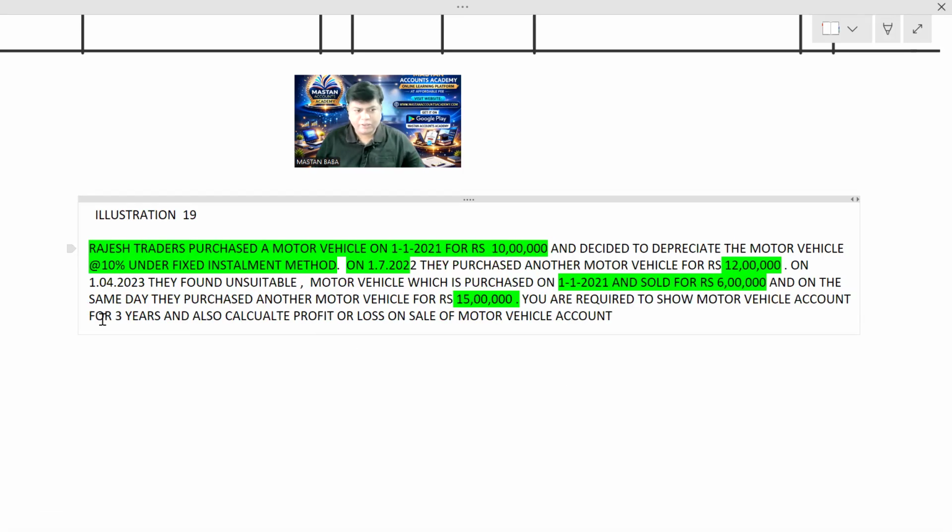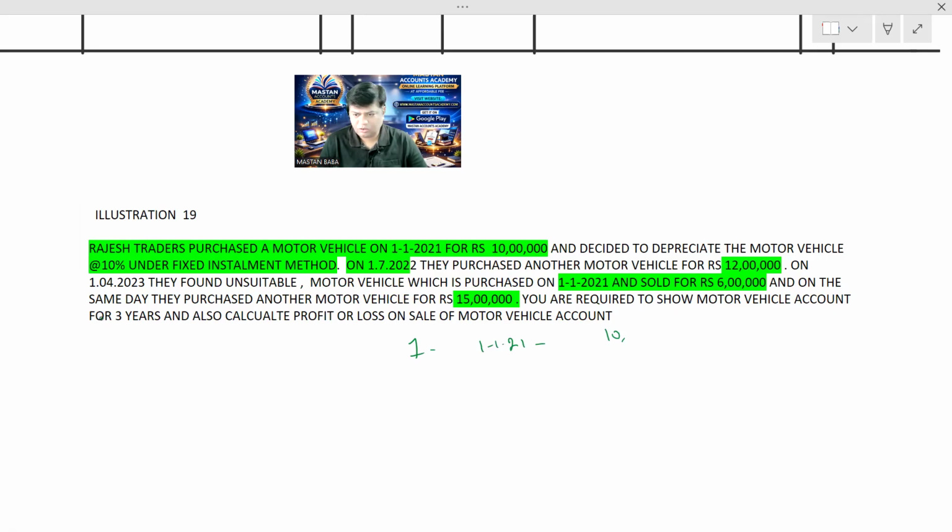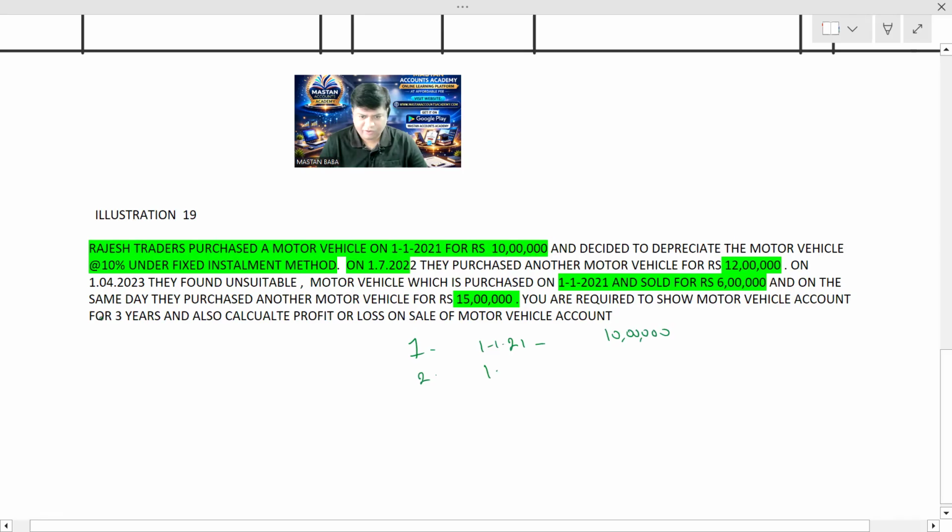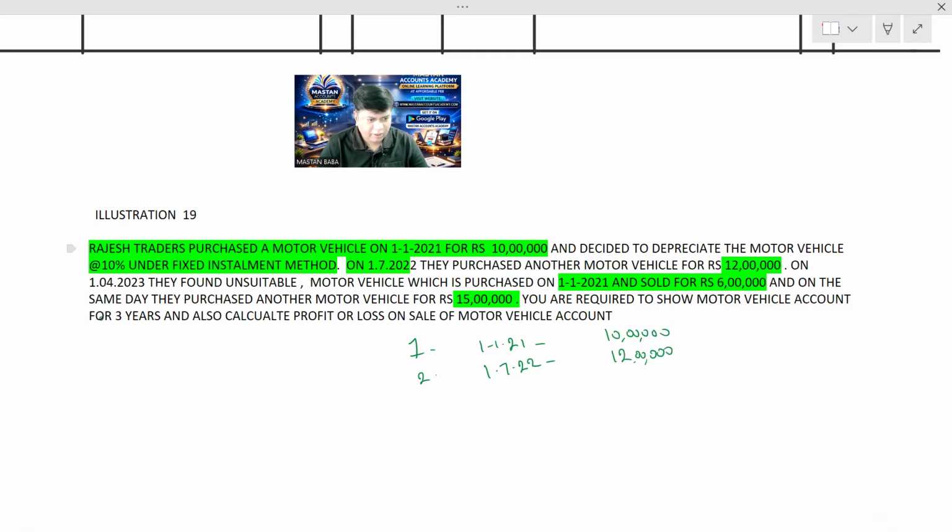So, dear students, what are the key points to remember here? First of all, the first motor vehicle was purchased on 1/1/2021 for rupees 10 lakh. And the second one, they purchased on 1st July 2022 for rupees 12 lakh. And one important point to be noted here: on 1st April 2023, they found unsuitable the motor vehicle which was purchased on 1/1/21, and on 1/1/2021 we purchased the first one.